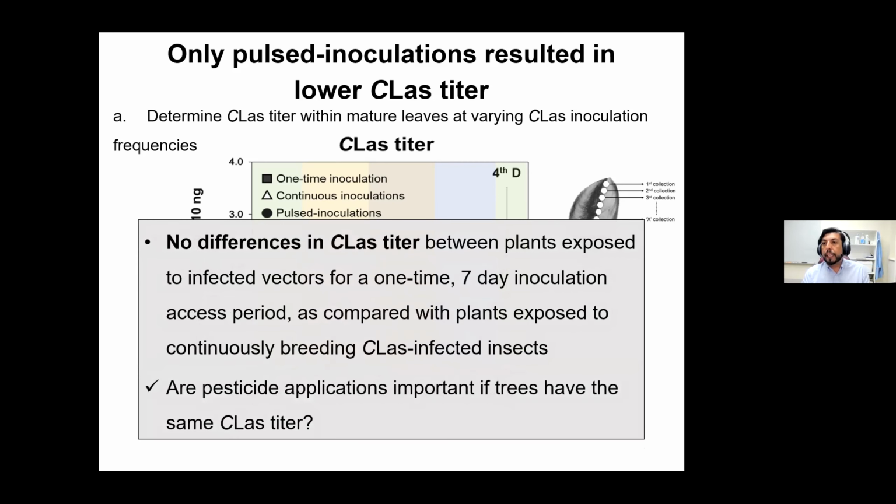So we did not find any differences between one-time and continuous inoculation. And this one is telling us: are pesticide applications important if trees have the same Silas titer? Yes, it's important, because those trees that were exposed to a reproducing population of ACP died after 1 year.